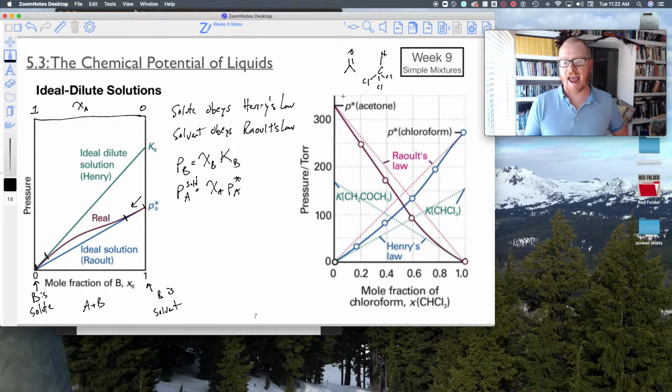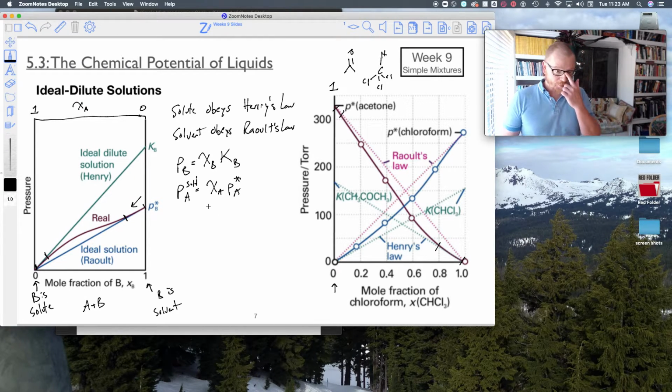So for example, if I look at acetone here, and keep in mind, the mole fraction of chloroform is 0. So that means at this point, the mole fraction of acetone is 1. So we could say on this side, acetone is the solvent, and it's following Raoult's law for some sparingly small addition. But if I keep following the acetone line down, aha, look, when now chloroform has become the solvent and acetone is the solute, it's following Henry's law. Okay, so keep track of that. Solute obeys Henry's law, solvent obeys Raoult's law.